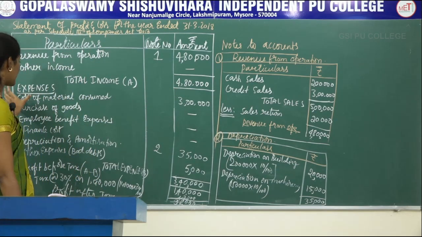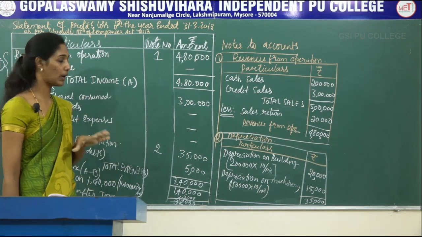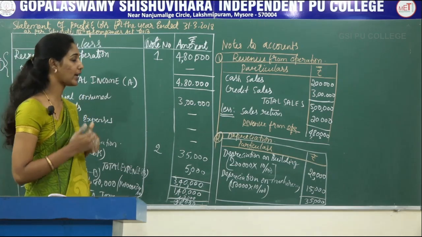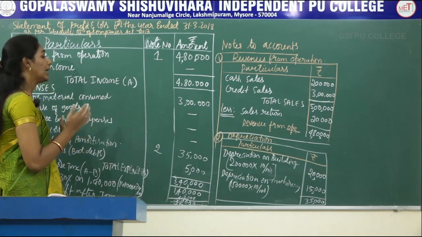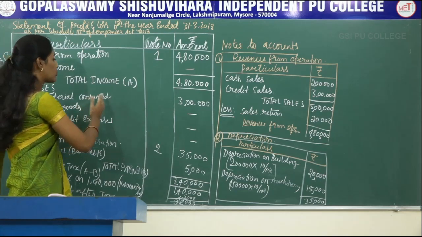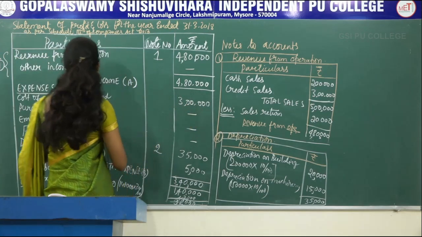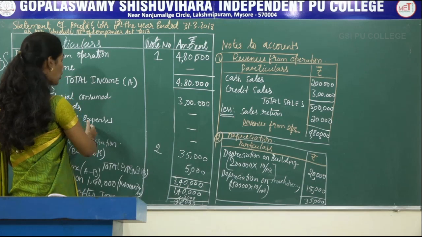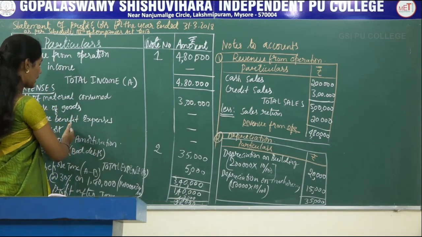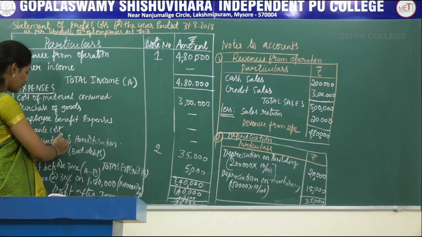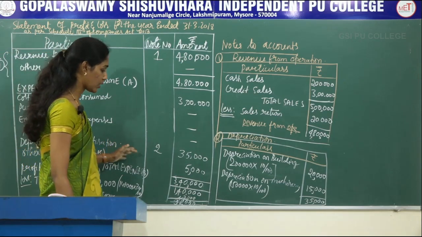Next, record the expenses which are given in your problem. ಯಾವೆಲ್ಲ ಎಕ್ಸ್ಪೆನ್ಸಸ್ ಅನ್ನ ಕೊಟ್ಟಿರ್ತಾರೆ, ಸೊ ಅದನ್ನ ರೆಕಾರ್ಡ್ ಮಾಡ್ತಾ ಹೋಗ್ತೀರಾ. ನಿಮ್ಮ ಪ್ರೆಸೆಂಟ್ ಪ್ರಾಬ್ಲಮ್ ಅಲ್ಲಿ ಈಗ ಕಾಸ್ಟ್ ಆಫ್ ಮೆಟೀರಿಯಲ್ ಕನ್ಸ್ಯೂಮ್ 3 lakh ಕೊಟ್ಟಿದ್ದಾರೆ. There is no purchase of goods, there is no employee benefit expenses, and there is no finance cost. And in your problem they have given depreciation and amortization.